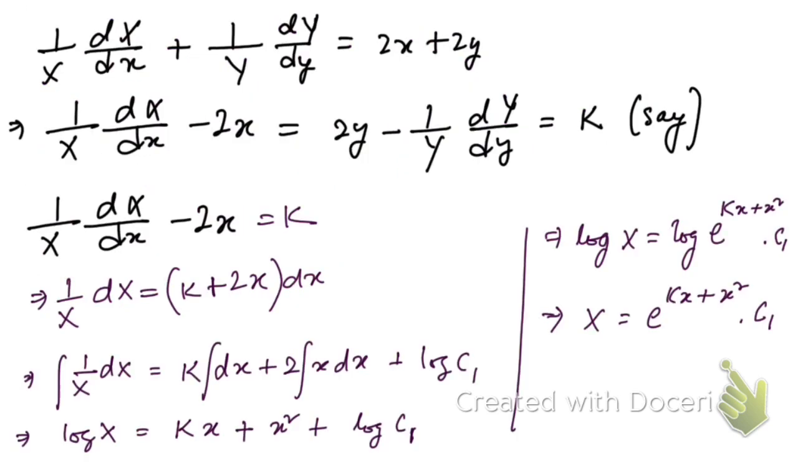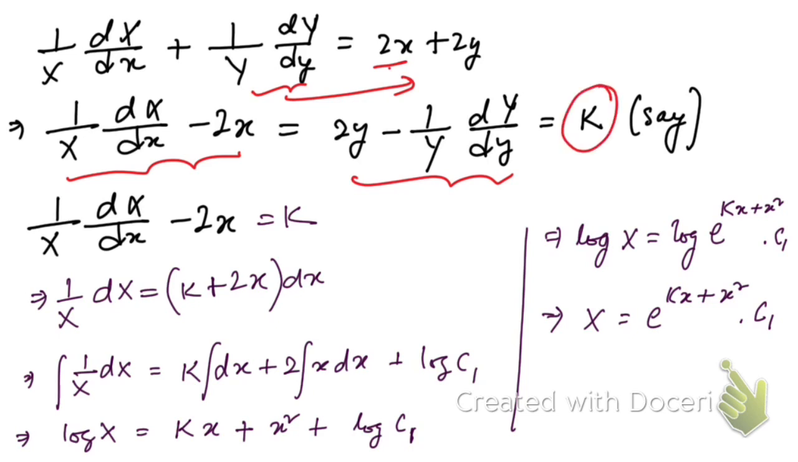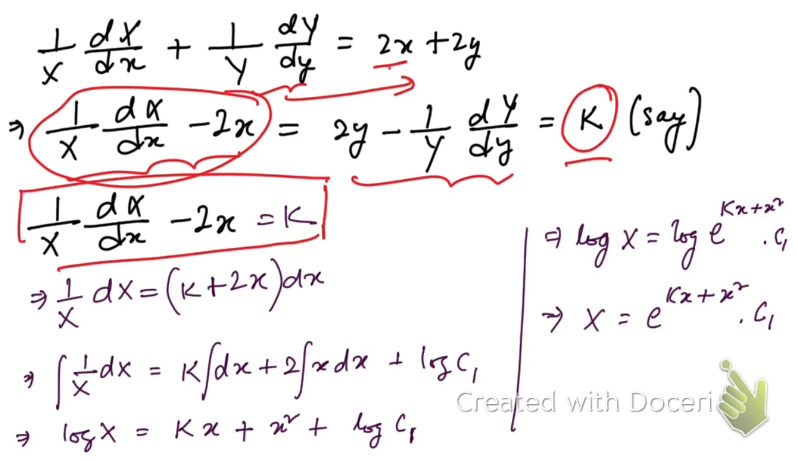Here you can see, now this 2x is brought to the left side and this one is shifted to the right side. I have separated the variables, y on one side, x on the other side, so taking both equal to k, right? So now this is equal to k, taking that we have got this equation. Now let us solve this equation, and this simplifies to this, right?